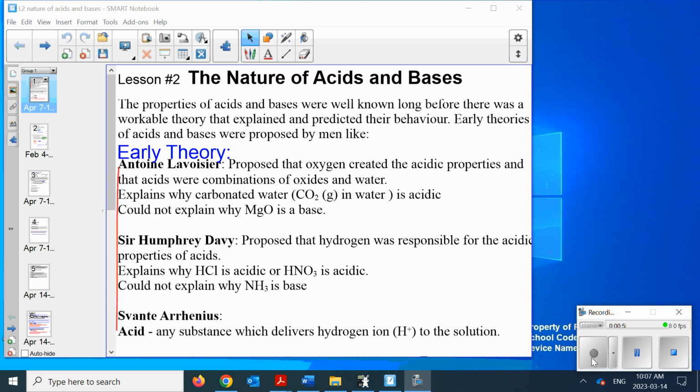The properties of acids and bases were well known before there was a workable theory that explained and predicted their behavior. Early theories of acids and bases were proposed by men like Antoine Lavoisier, Sir Humphry Davy, and Svante Arrhenius. Okay, I'm going to pause for the first paragraph. Let's skip this. Like I said, you guys don't have time to work.